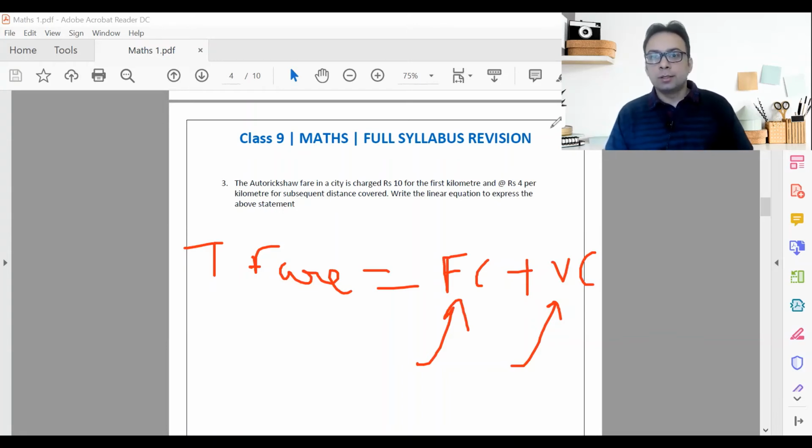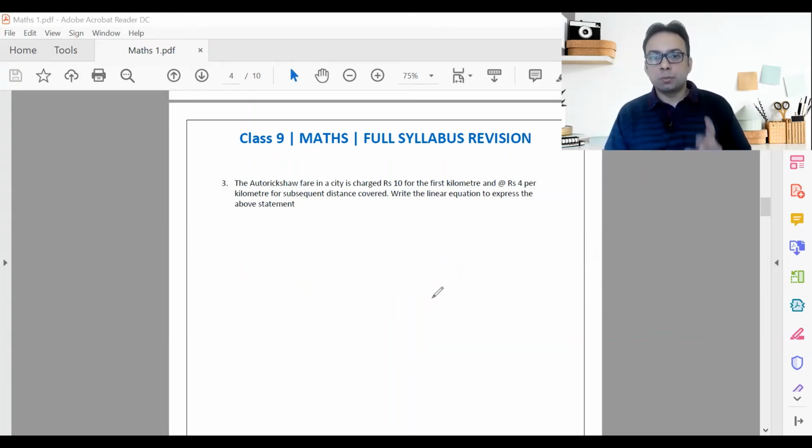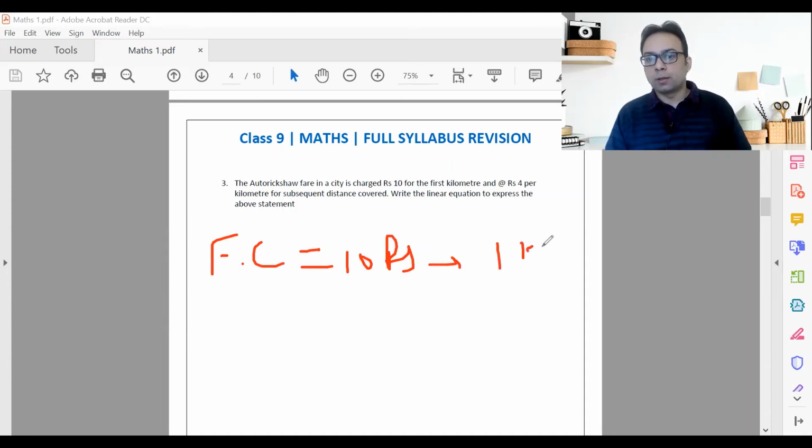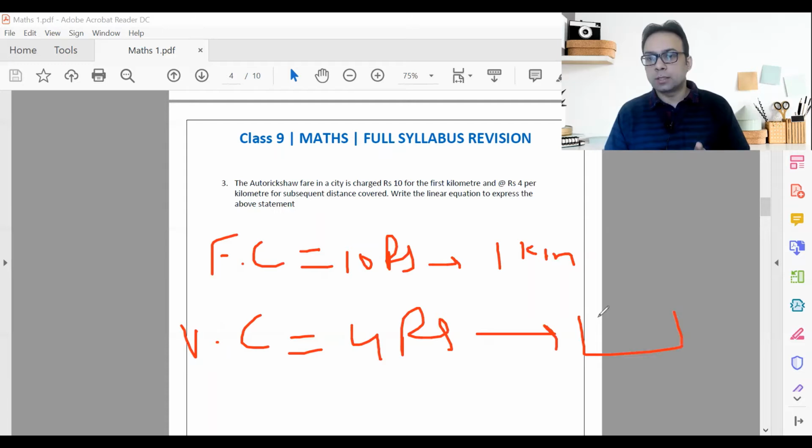What is the question? Auto rickshaw fare in a city is charged rupees 10 for the first kilometer. That means your fixed charge is given, which is 10 rupees for the first kilometer. That's it. So this you will be charged for the first kilometer. Now, what is a variable charge? Variable charge is 4 rupees for subsequent distance. So 4 rupees for the distance you traveled after the first kilometer, correct?